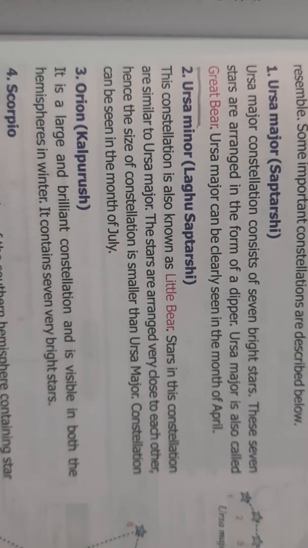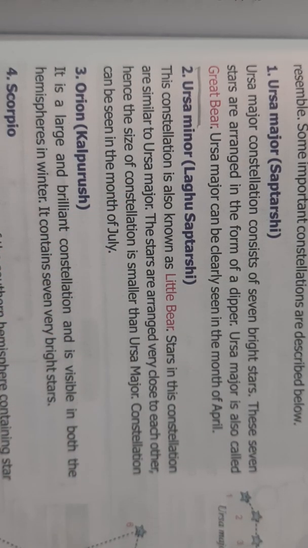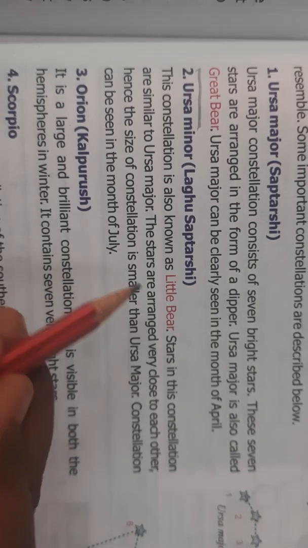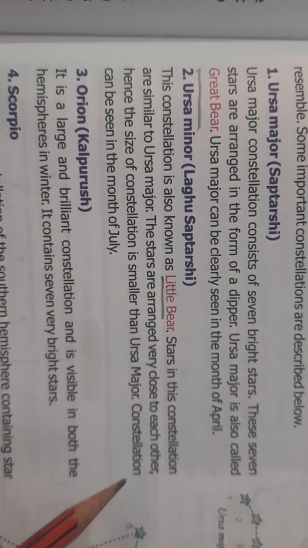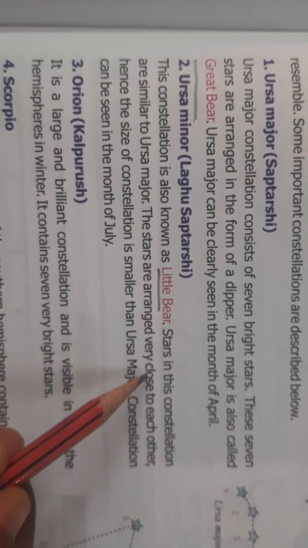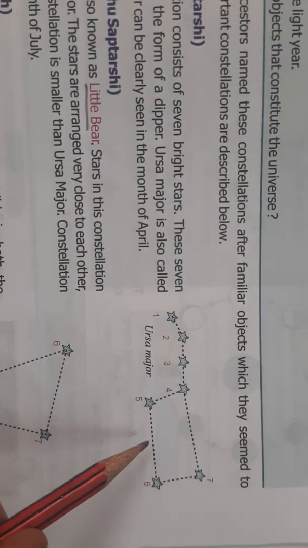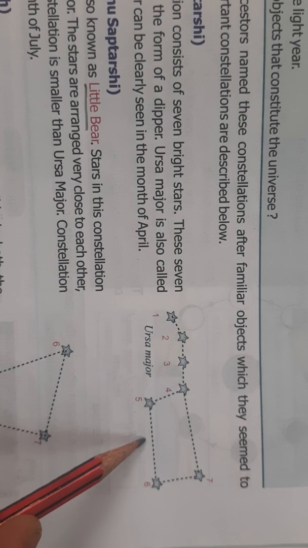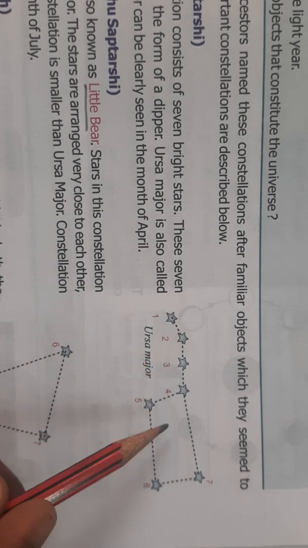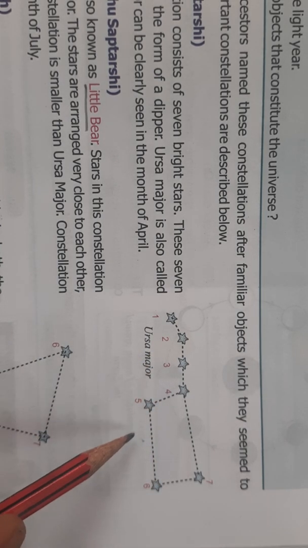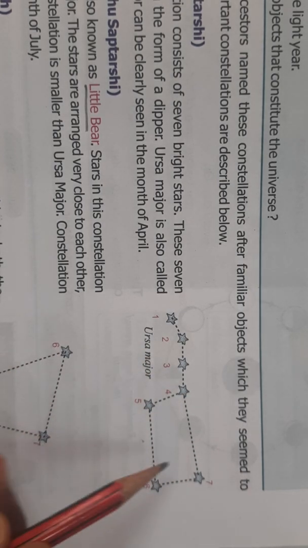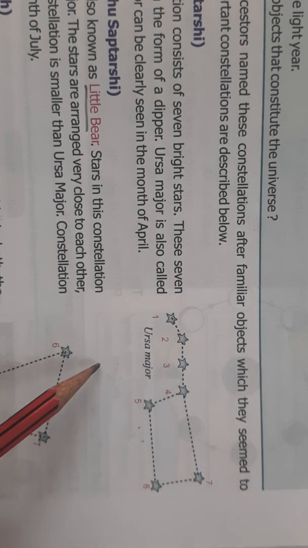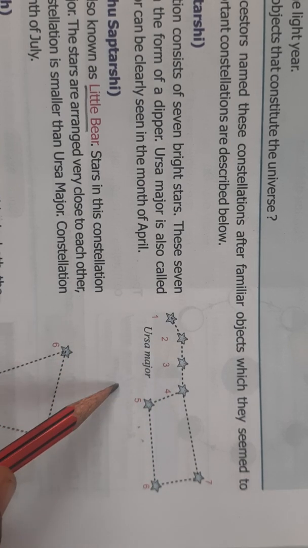Then Ursa Minor is Laghu Saptarishi. This is called the Little Bear, Laghu Saptarishi. In this also the stars are just similar to Ursa Major. The stars are arranged close to each other. Okay, in this they are a little far apart, in this they are closer. And the size of the constellation is smaller than Ursa Major. Ursa Minor can be seen in the month of July.